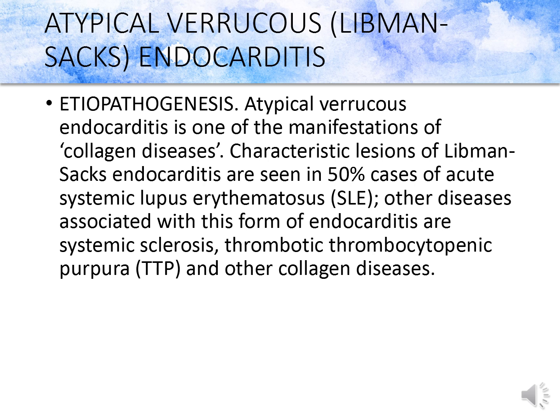Etiopathogenesis. Atypical verrucous endocarditis is one of the manifestations of so-called collagen diseases. Characteristic lesions of Libman-Sacks endocarditis are seen in 50%, or half, of cases of acute systemic lupus erythematosus. Other diseases associated with this form of endocarditis are systemic sclerosis, thrombotic thrombocytopenic purpura, and other collagen diseases.